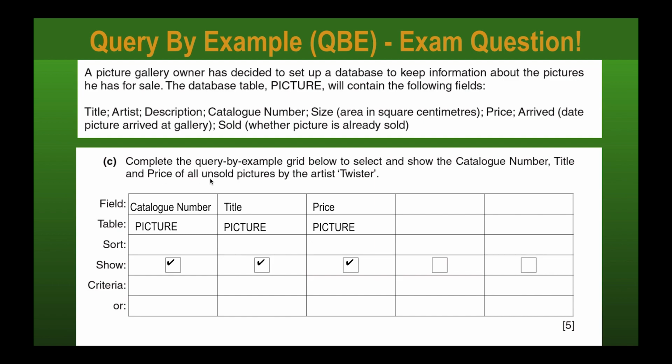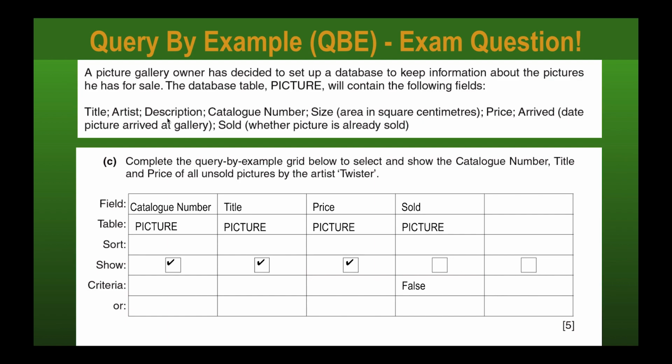So we've got our three fields. Next, we need to do this. What about these unsold pictures? So if we need to know if a picture's sold or not, we're going to use the sold field. So next is the sold field, also from the picture table. But we were not asked to show this, so we're not going to select this bit here. All we're going to do is fill the criteria. Now the criteria was unsold, so if it didn't sell, then it's false. Okay? And then our last one was pictures by the artist Twister.